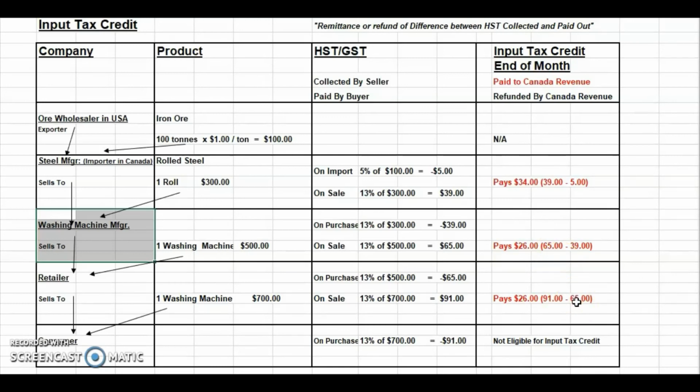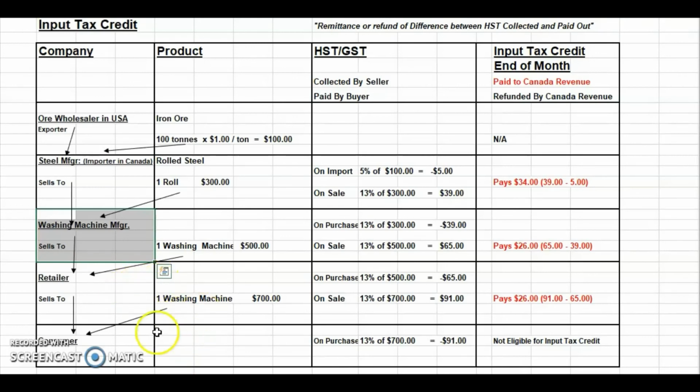So the thing you need to come to terms with in this particular scenario and this particular topic is that importers, manufacturers, retailers, wholesalers, any company at the end of the month doesn't pay any HST or any GST. They get it refunded to them.